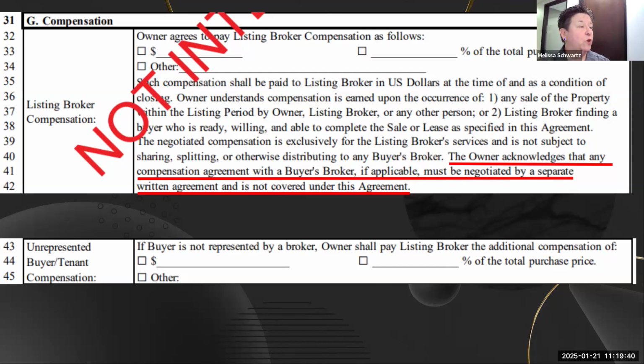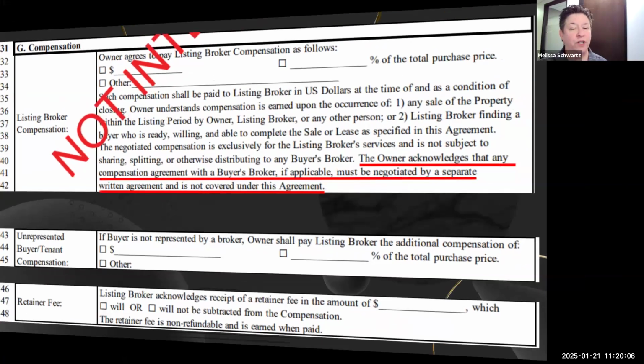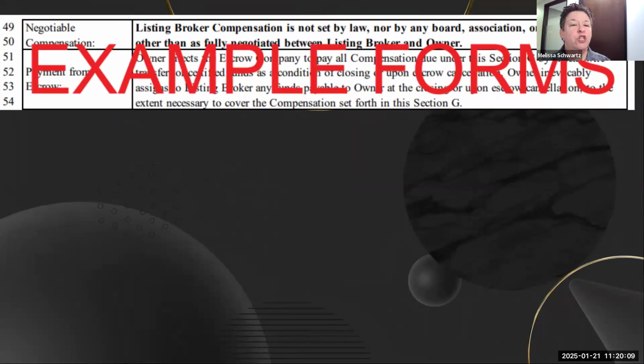And if you've never done it before, please see me because we need to go over how you're going to interact with them. I think most of our agents go overboard in trying to make sure that they are helping their buyers. It is really, really hard to back up and not do that work that you're used to doing, okay? Retainer fee, it still has an opportunity here for a retainer. Retainer fee is non-refundable and earned when paid. It's not refundable, okay?